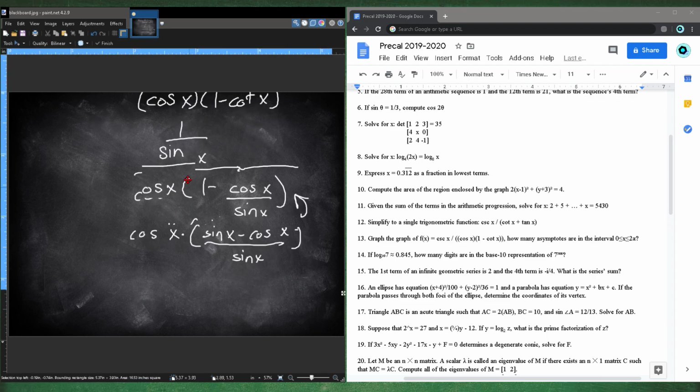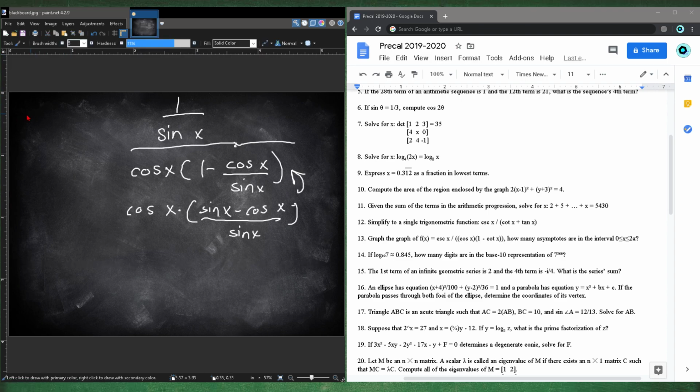Let's move this up so I get a little bit more room. So you can simplify that part. It's just 1 over sine of x divided by, because it's divided by sine of x, if you extend this out, it's just cosine of x times, in parentheses, sine of x minus cosine of x, divided by sine of x. So they're both divided by sine of x. All we have to do is just multiply by sine of x from top and bottom. So all you have is just that 1 from here, and then you're left with cosine of x times sine of x minus cosine of x.